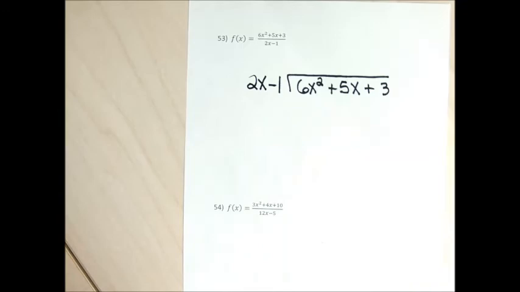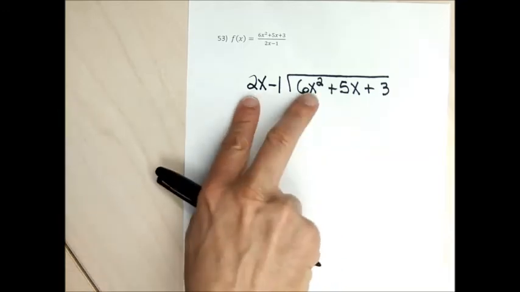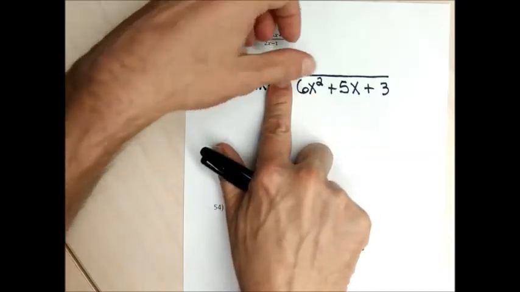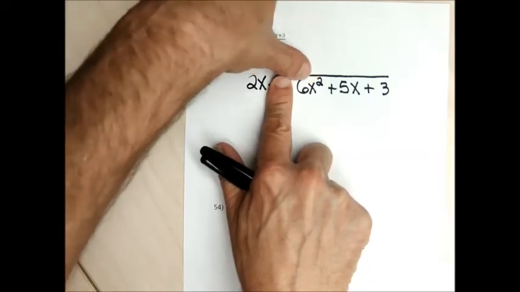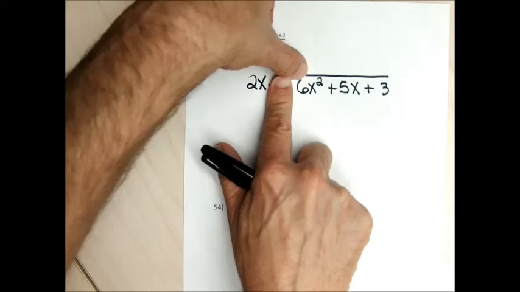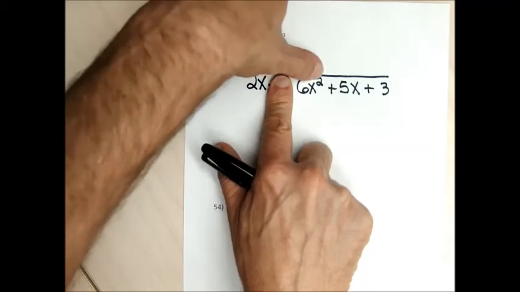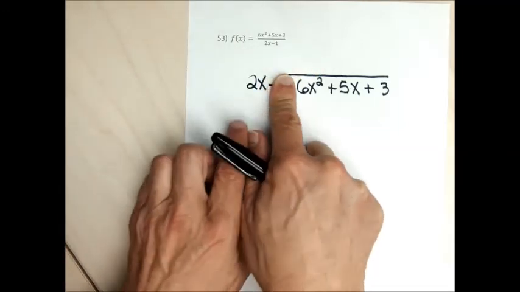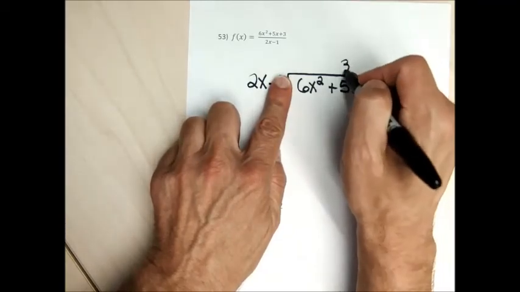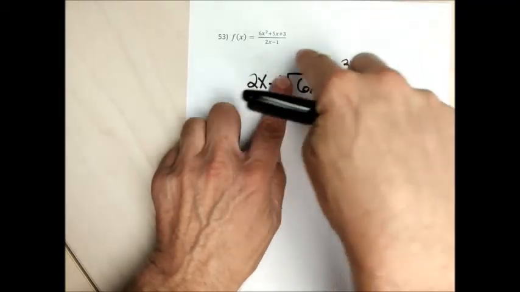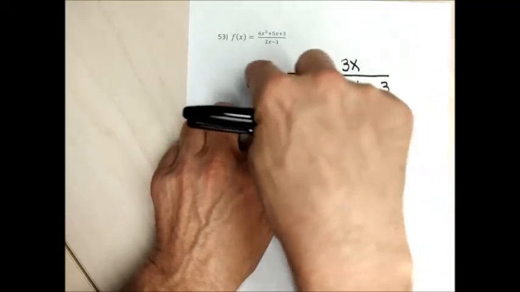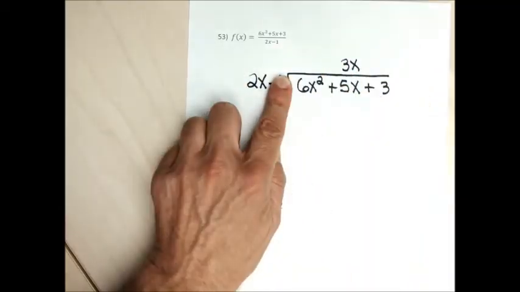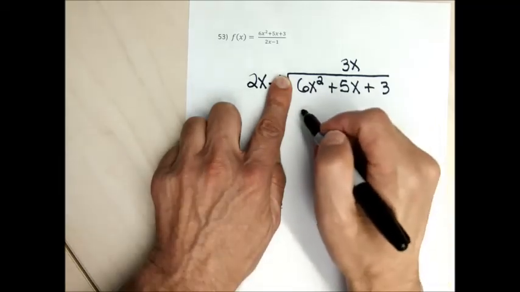And when I do long division, I look at the numbers that are written first, this 2x and this 6x squared, and I ask myself, what times 2x is 6x squared? Well, I know 2 times 3 is 6, and x times x is x squared. So 2x times 3x is 6x squared, specifically because 3 times 2 is 6, and because x times x is x squared. So on top of my division bar, I'm going to put a 3x.